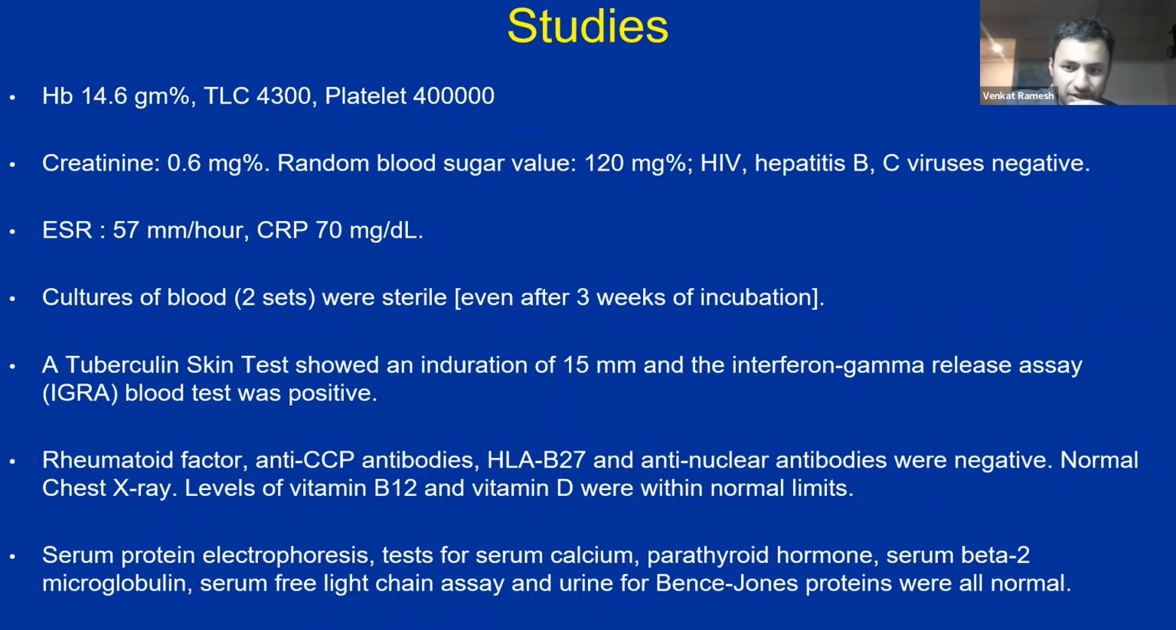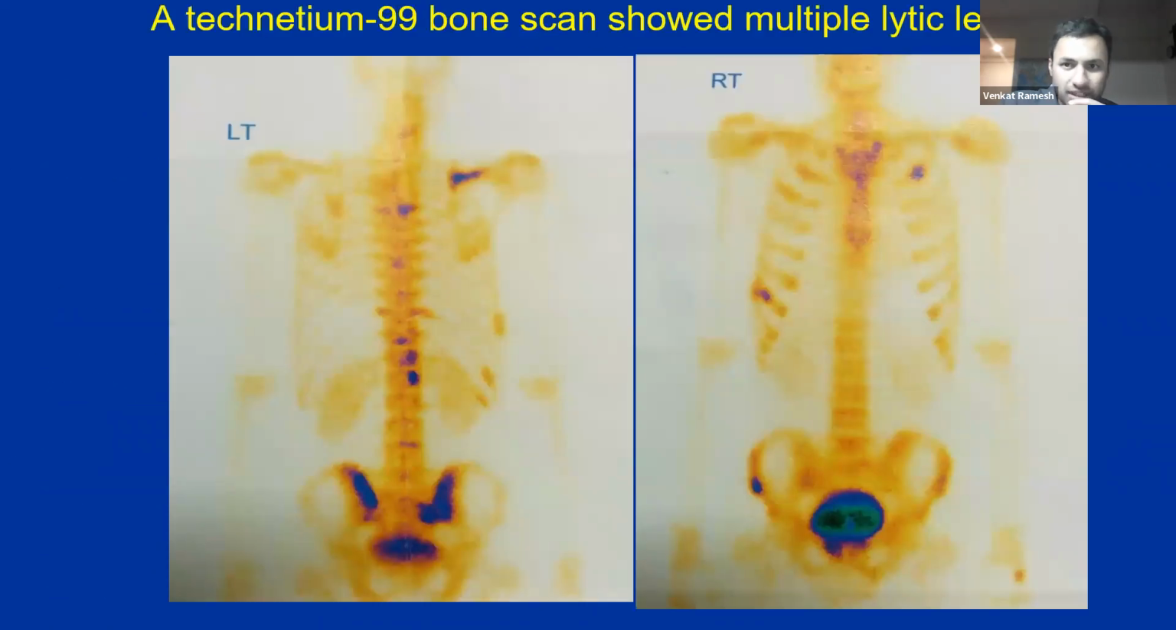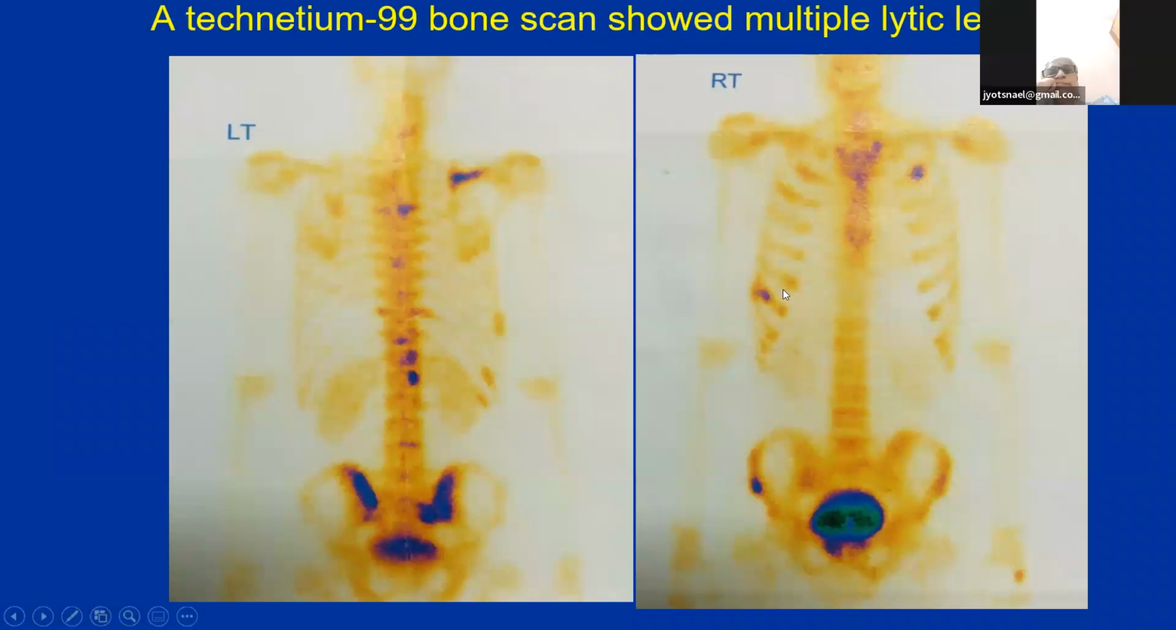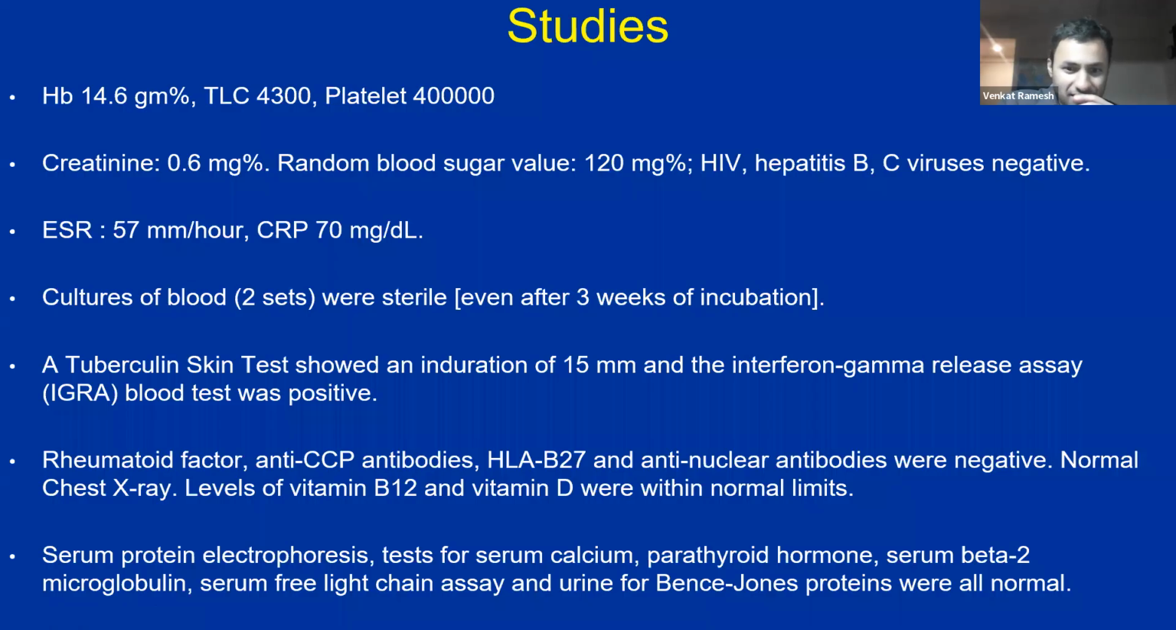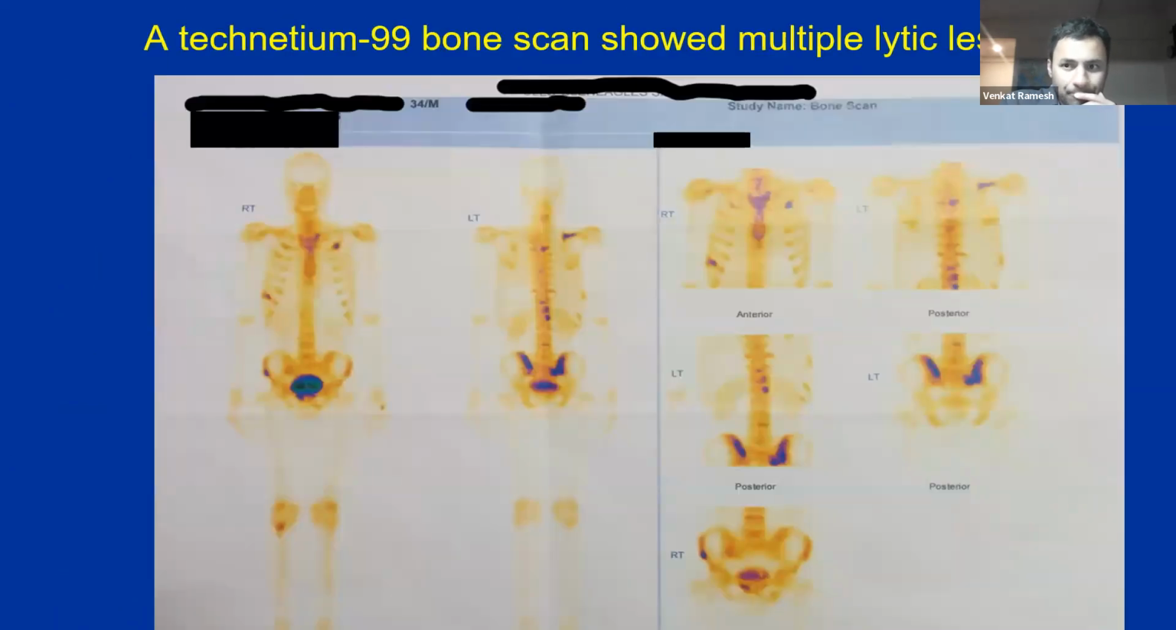And the reason for that was this technetium bone scan, which demonstrated, you can see the uptake. So he was told that he may have myeloma and he was really worried, but testing for myeloma was negative. So multiple lytic lesions are seen here.